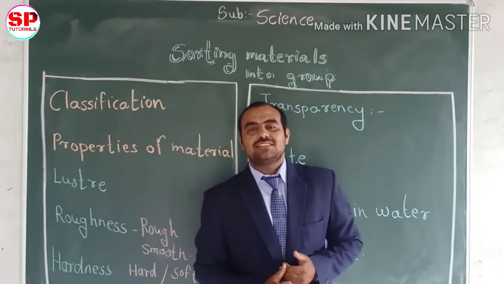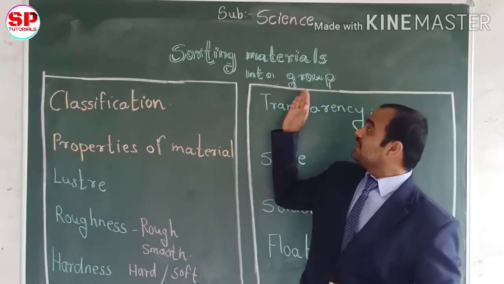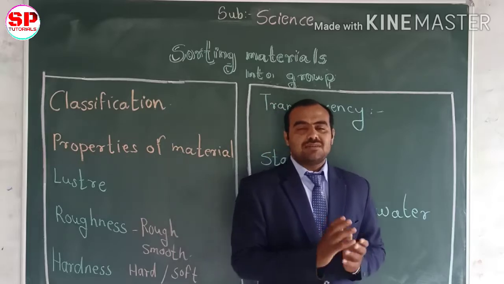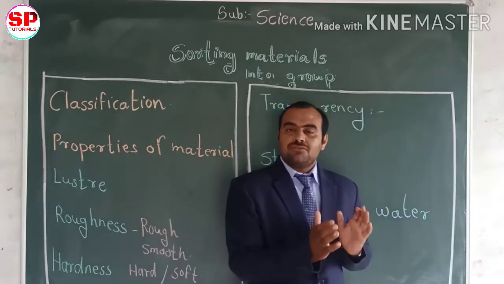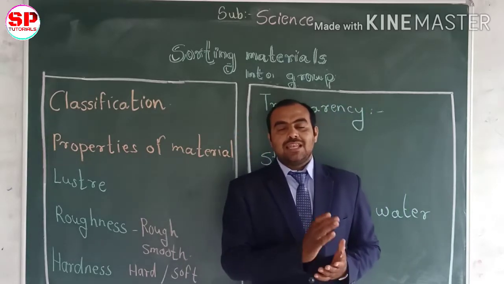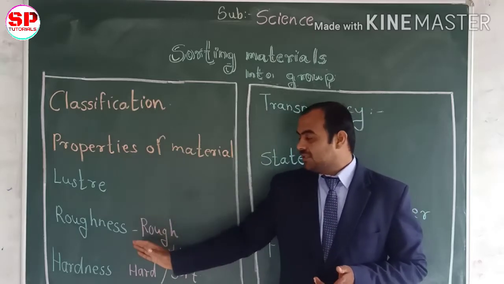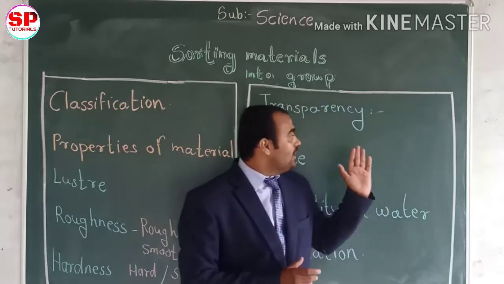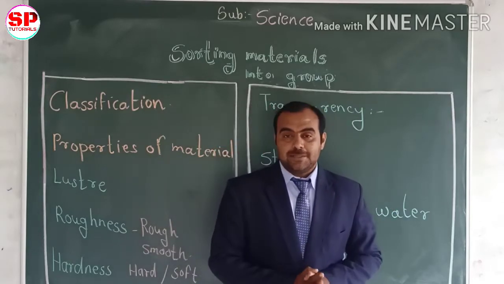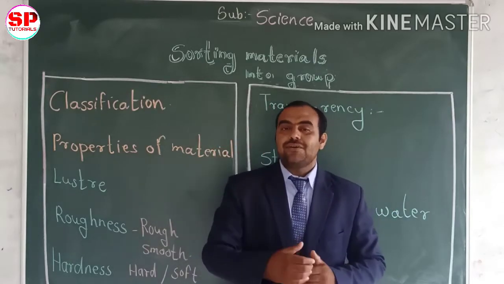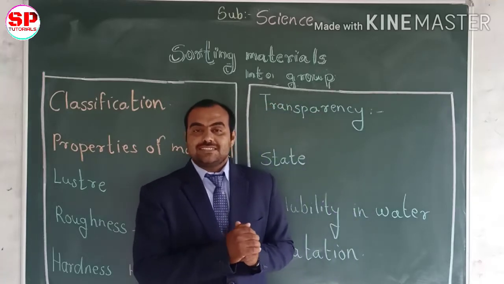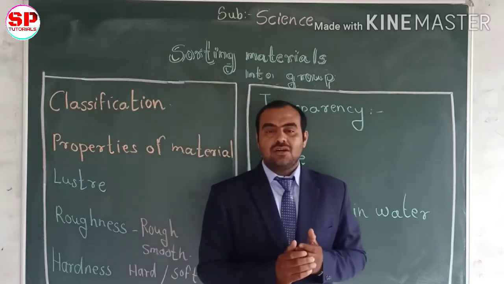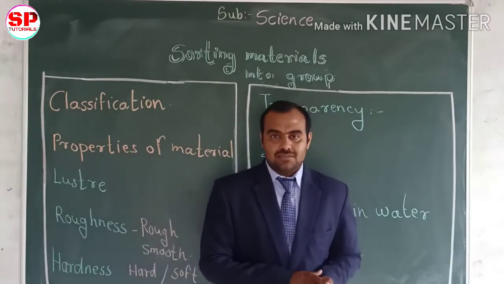We have started our lesson, that is sorting materials into groups. In that, we have discussed the properties of materials, like luster, roughness, hardness and transparency of a material. Now we are going to discuss the next point, that is states of matter and material.